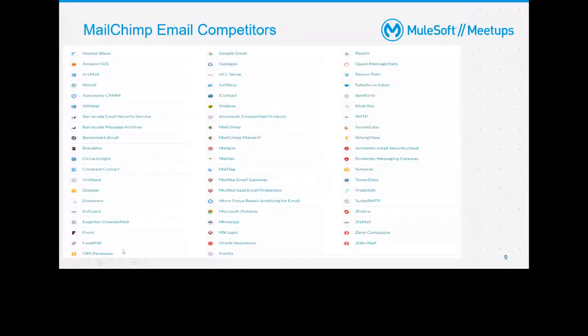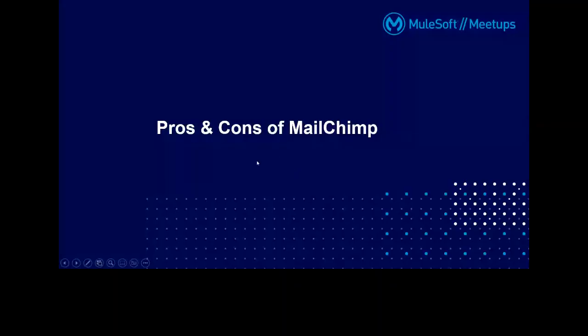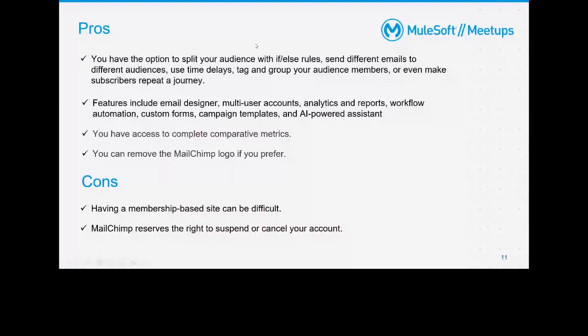So what are the pros and cons of using MailChimp? What are the benefits this provides and the disadvantages of using MailChimp? Using MailChimp, we have these facilities: we can split our audience with if else rules. Suppose there are two groups of users, and we want to send particular content to one group and different content to the other. We can use these rules to distinguish our content and send different emails to different audiences.